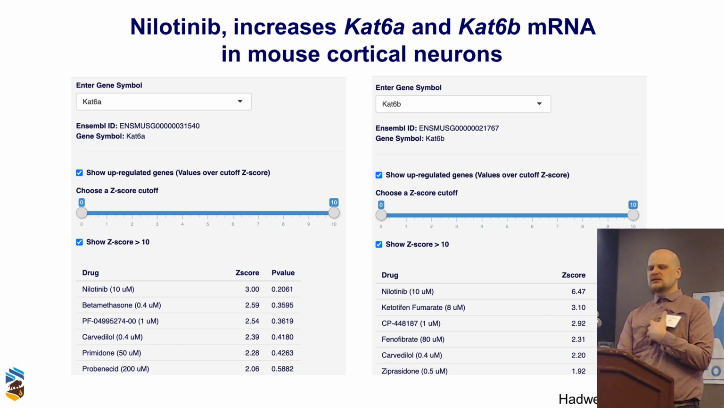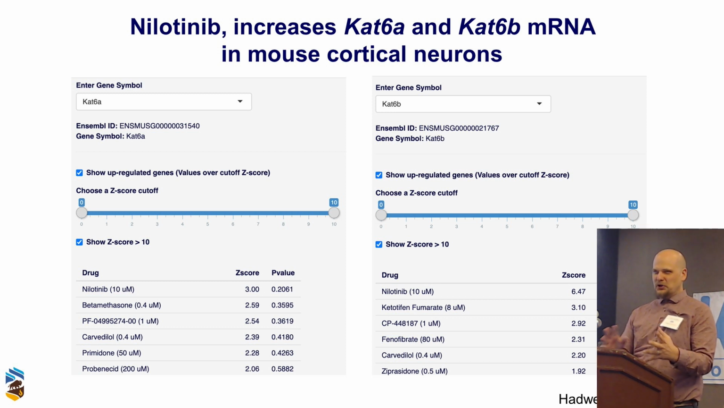What was really intriguing to me, if I look up KAT6A, the mouse gene, or KAT6B, the mouse gene, the top drug that increases the levels of mRNA of KAT6A or KAT6B is this drug called nilotinib, which is used for leukemias and is a kinase inhibitor.